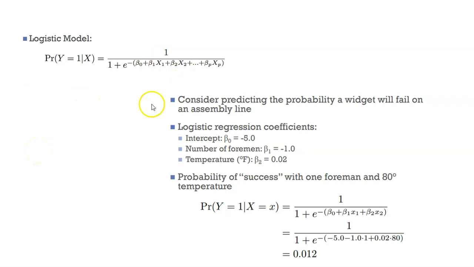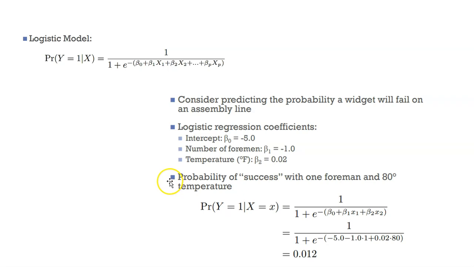So that's the model. And consider predicting the probability a widget will fail on an assembly line, right? Logistic regression coefficients: the intercept, beta 0, let's say the answer comes out at -5. Number of foremen, -1. And temperature, let's say it's 0.02. So as an example, same as a simple regression model, you can have some intercept and some slopes.